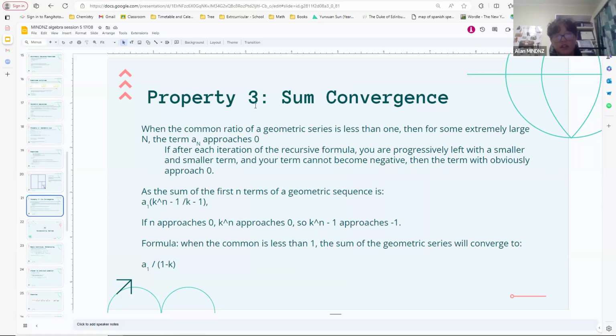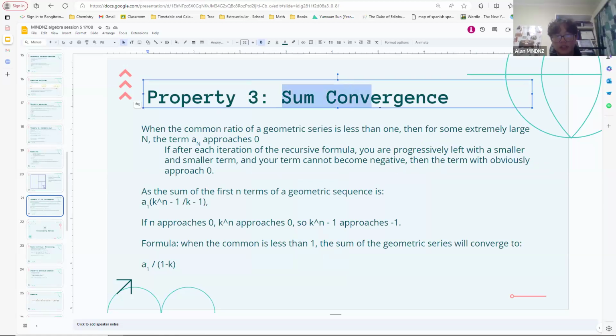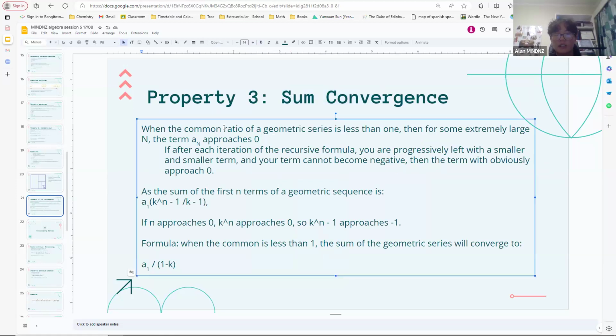So this is the third property, which is sum convergence, where it states that if the common ratio is less than 1, then for some extremely large n, the term an will approach 0, which means that our sum will converge to some number.